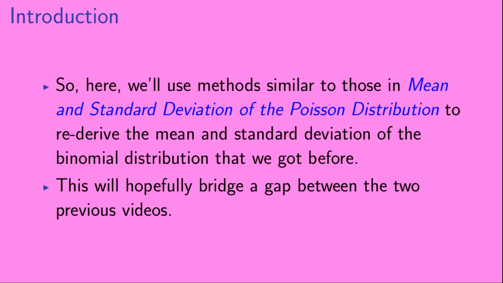So here we'll use methods similar to those in Mean and Standard Deviation of the Poisson distribution to re-derive the mean and standard deviation of the binomial distribution that we got before. This will hopefully bridge a gap between the two previous videos.